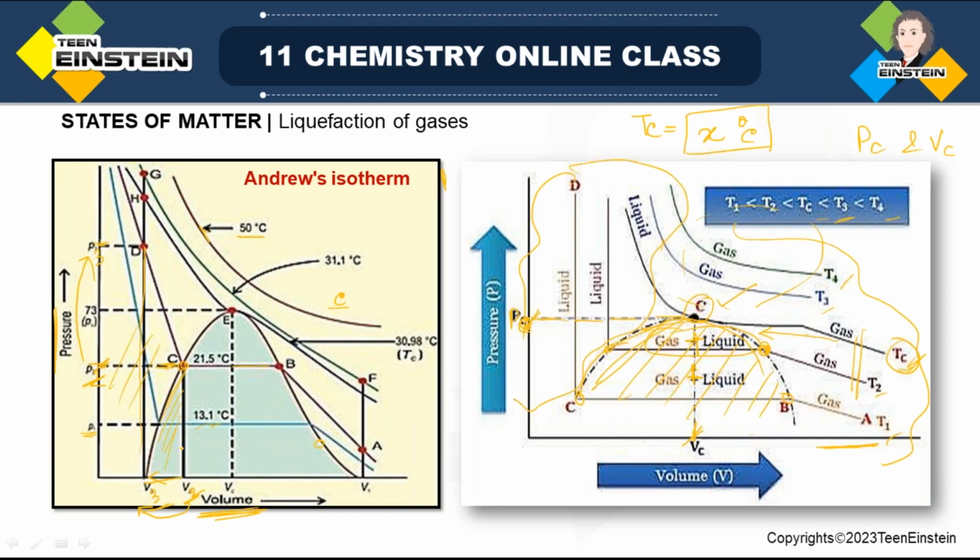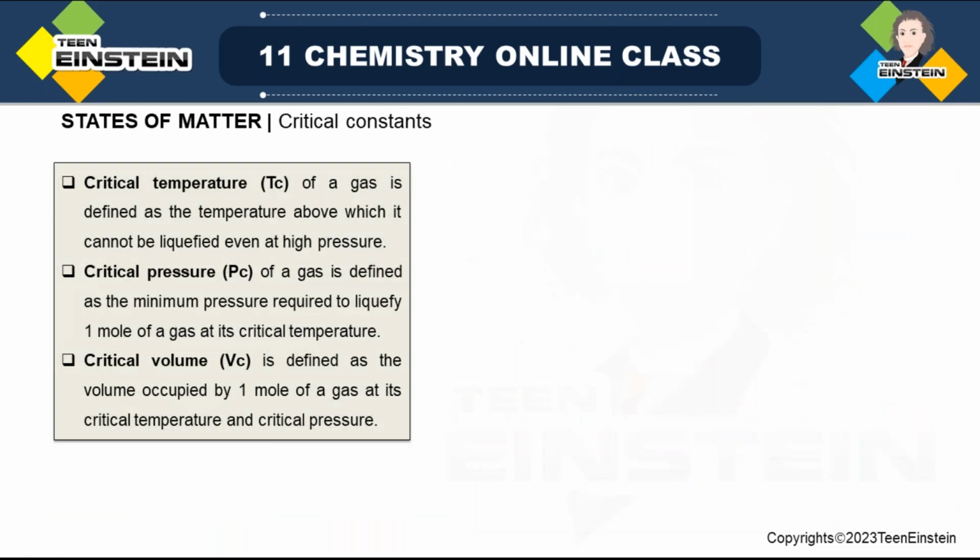So the important point is, this is for CO2. If we do the same thing for other real gases, you can get the value of TC, which is critical temperature. The definition of critical temperature: it is defined as the temperature above which you cannot do liquefaction, even if the pressure is very high. And PC is the minimum pressure required to liquefy 1 mole of gas at its critical temperature. VC is the volume occupied by 1 mole of gas at its critical temperature and pressure.